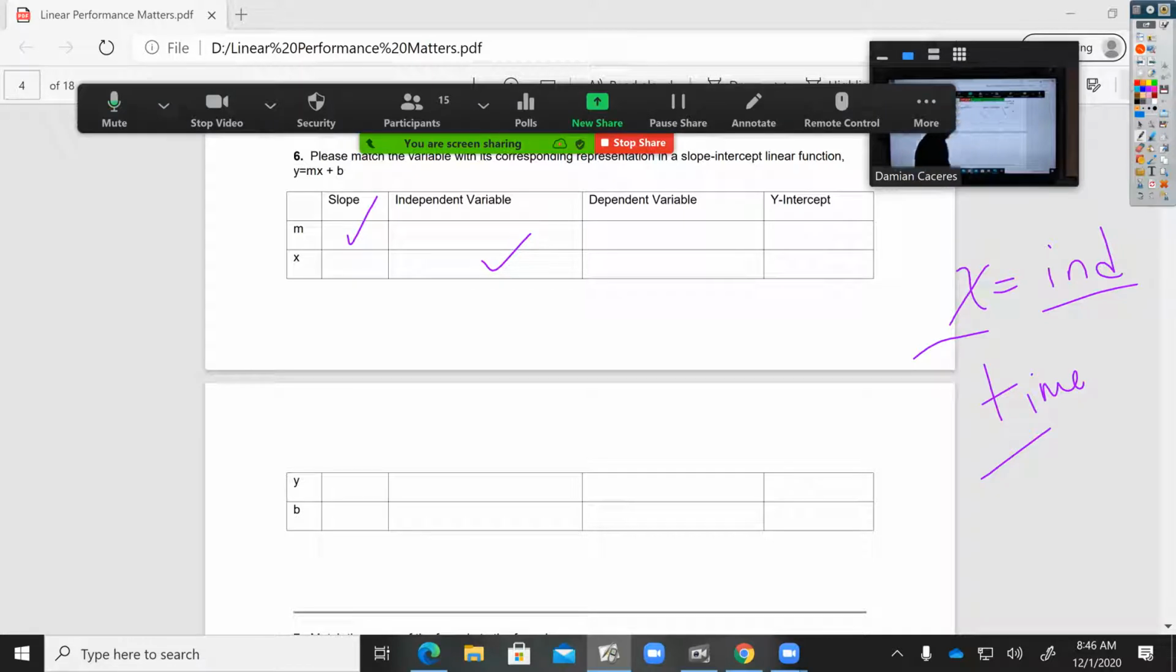M, we know, is a slope from the previous question. And the y-intercept is B. So here B, we will check the y-intercept. And the y value is the opposite of the x value. If the x value is the independent variable, then the y value is the dependent variable. That's where the check marks go.